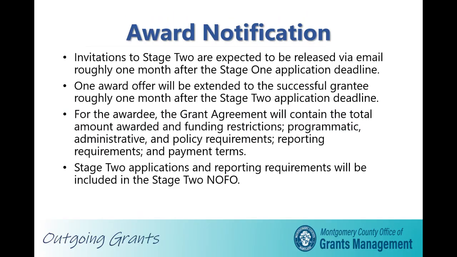In terms of award notifications, for those applications that go beyond stage 1, they will receive an email roughly 1 month after the stage 1 application deadline, inviting them to apply for stage 2. 1 award offer will be extended to the successful grantee roughly 1 month after the stage 2 application deadline, so around middle of May. The grant agreement will contain the final amount awarded for year 1, any funding restrictions, programmatic, administrative, and policy requirements, reporting requirements, and payment terms. These will all be listed between the stage 1 and stage 2 NOFOs. And stage 2 applications and reporting requirements will be included in the stage 2 NOFO. So if you're wondering what that application will require, that will be listed in the notice of funding opportunity, which will come out either before or on the same day that the application is open.